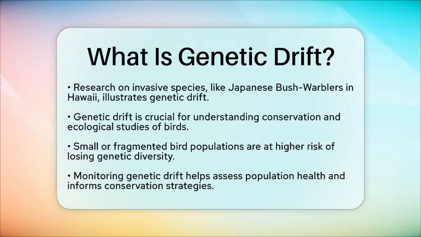In summary, genetic drift is a random evolutionary force that alters allele frequencies in bird populations, particularly smaller or isolated ones. It differs from natural selection by not favoring beneficial traits, but still plays a vital role in shaping the genetic structure and evolution of bird populations.